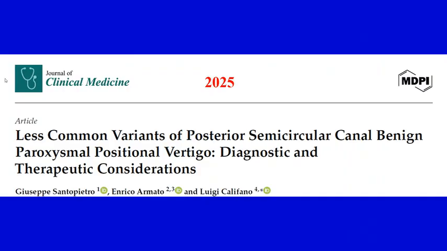This is the latest update by Califano. He has described type 2 apogeotropic posterior semicircular canal BPPV, and according to him, this variant is because of the periampullary location of the otoconial debris, which on repeated head hyperextension and anteflexion gets converted into the typical periampullary variant, and this we'll also discuss.